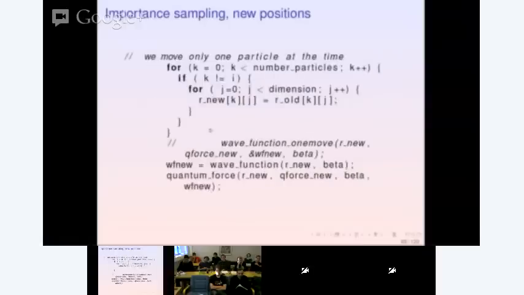And then I move one particle at a time. So the particle which I'm not moving, I keep that, and the particle which I'm moving, I'm putting that equal to the new position.